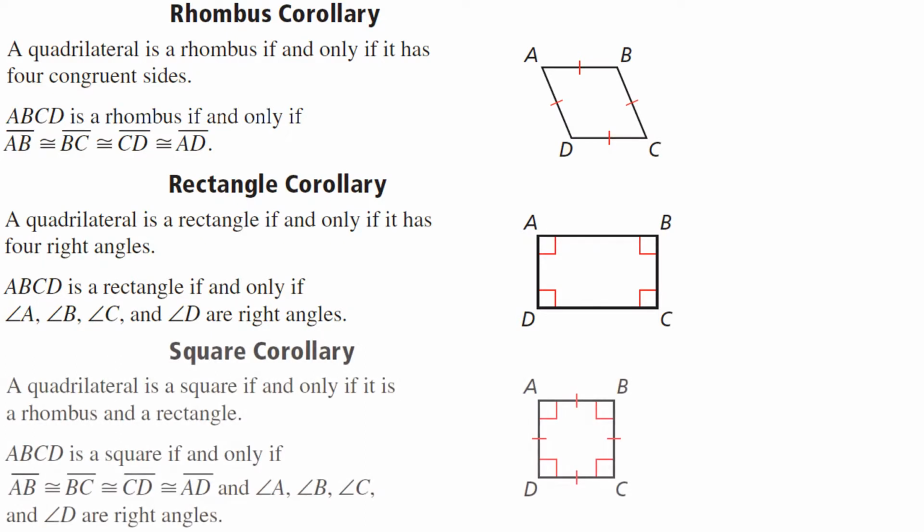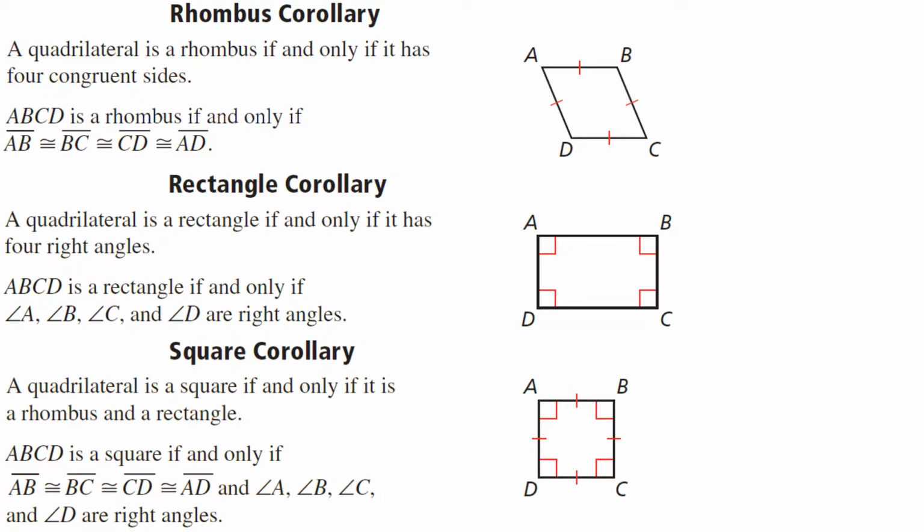Now, notice that you don't have to first prove that it's a parallelogram. If you already know it's got four sides, you know it's a quadrilateral. If you can show all four sides are congruent, well, gee, it's a rhombus. You don't have to show it's a parallelogram first. You can go straight to the fact, hey, four congruent sides is a rhombus. And of course, it's also a parallelogram if it's a rhombus.